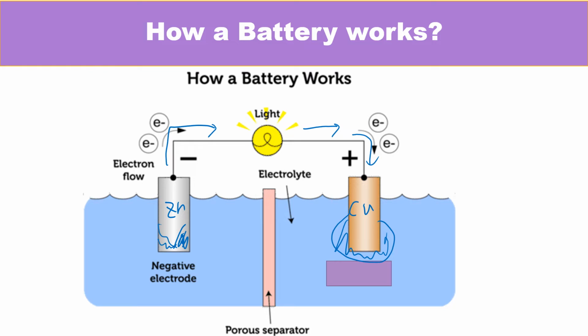Also, you need to know that an electrolyte has to be present, either dry electrolyte or wet electrolyte, doesn't really matter. In this picture it is a wet one. One electrode, in this case zinc, has to be negative, the other positive.